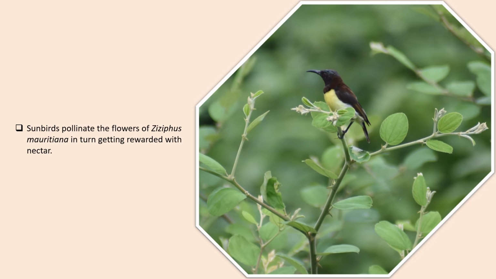This is the photo of a purple-rumped sunbird pollinating the flowers of Gigipus martiana, in turn getting rewarded with the nectar and fruits also.